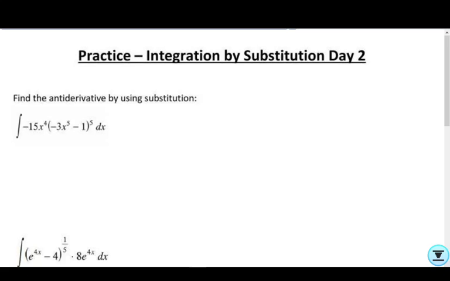Okay, so we're doing integration by substitution. So these are some basic examples. So let's look at our first integral.